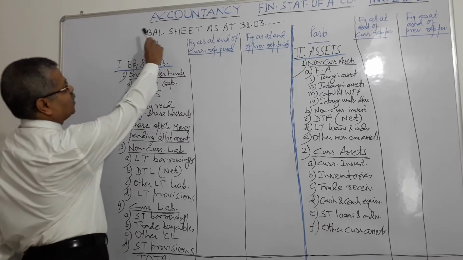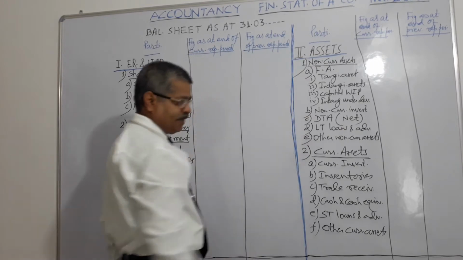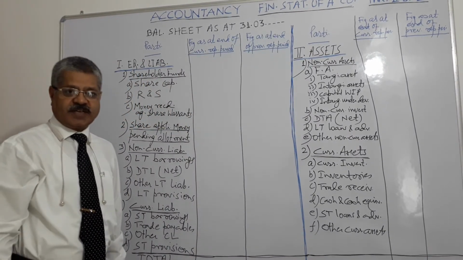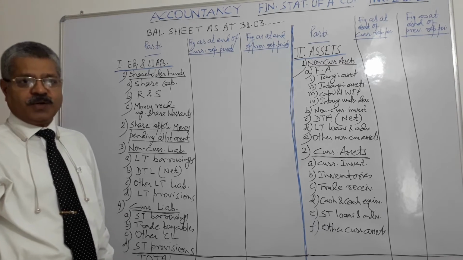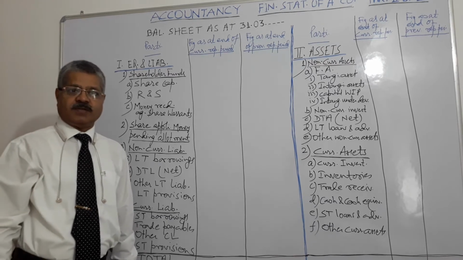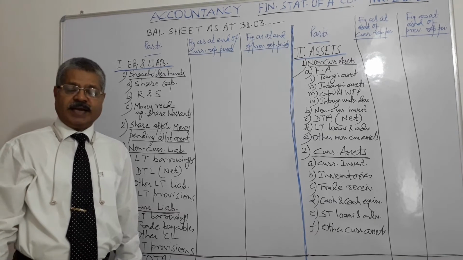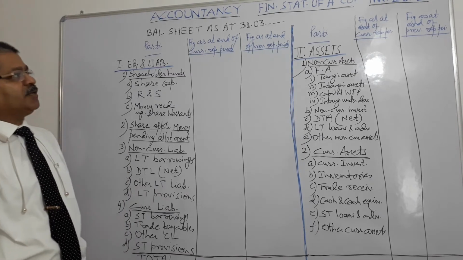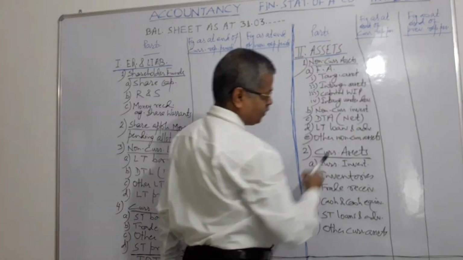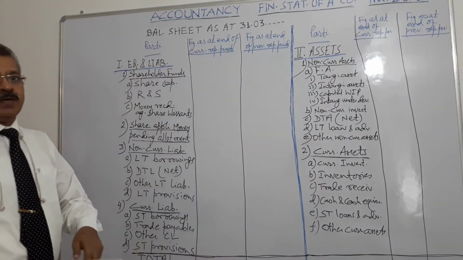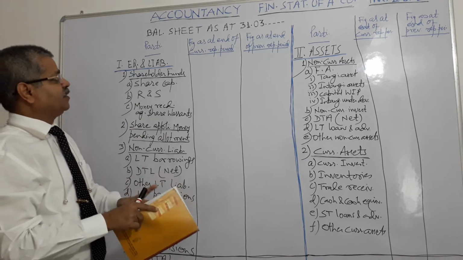Today our subject is accountancy. Our chapter is financial statements of a company, and we have divided this chapter in three parts. Part 1 we have already discussed in the previous video, in which we discussed nature, meaning, objectives and types of financial statements of a company. Now, in part 2 of 3, out of the types of financial statements, we will discuss balance sheet, right?